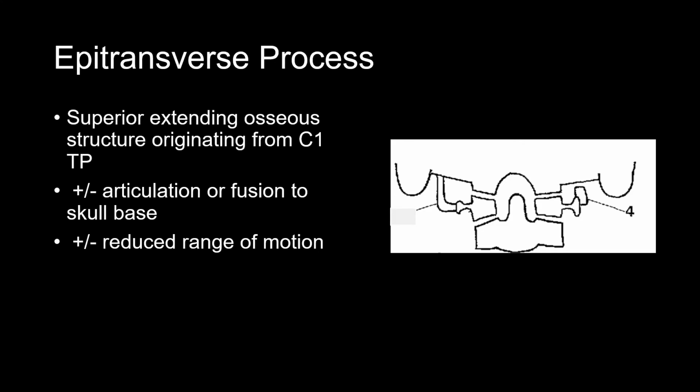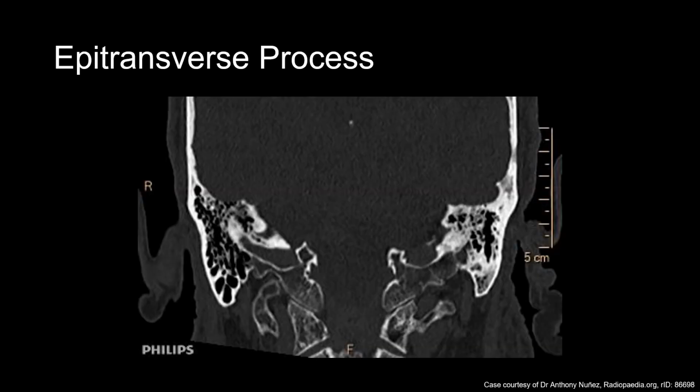Now, an epitransverse process is the opposite of a paracondylar process in that it originates from the transverse process of C1 and reaches up towards the occiput. So this would be an incomplete one. This one would be a complete bridge. And here is an example of one forming almost an articulation on the side of the occipital condyle.